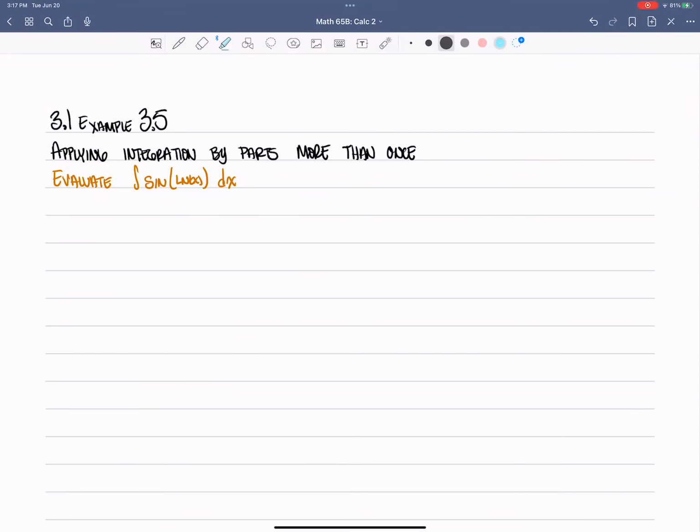Section 3.1, example 5, applying integration by parts more than once. Evaluate the integral of sine of ln of x dx.